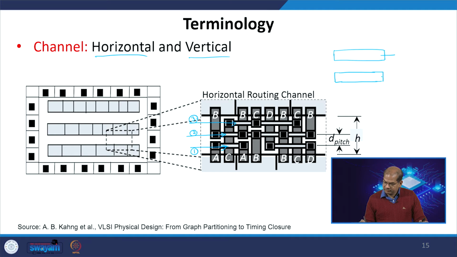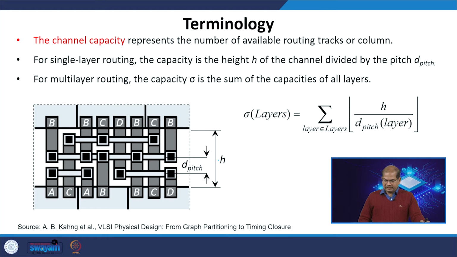The middle of this metal to the middle of this metal is called the pitch, the d pitch. This pitch will determine how many tracks are possible in the routing region. In this region, how many tracks are possible? If you can see here, we can discuss this diagram in detail.